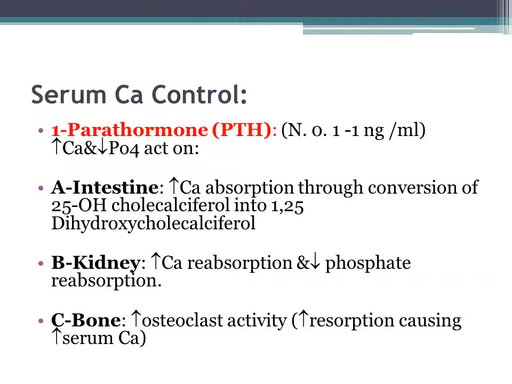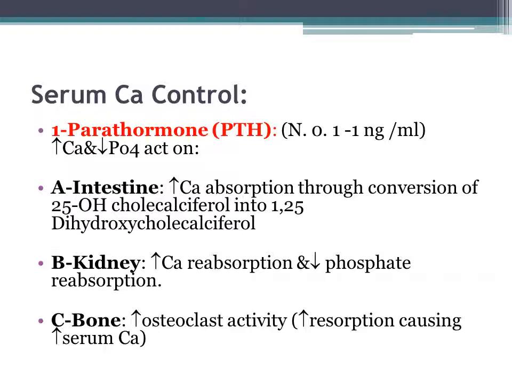So, what about serum calcium control? What controls the calcium level in our blood, or what affects our calcium level in blood to be from 8.5 to 10.2? There are several hormones which control our calcium level. The most important is parathyroid hormone, which is released from the parathyroid gland. It's also called PTH.